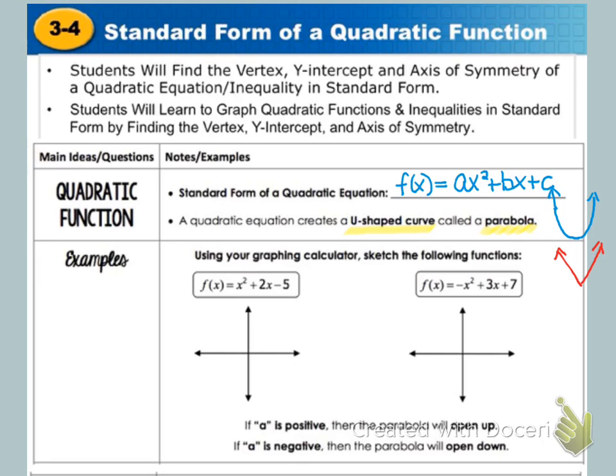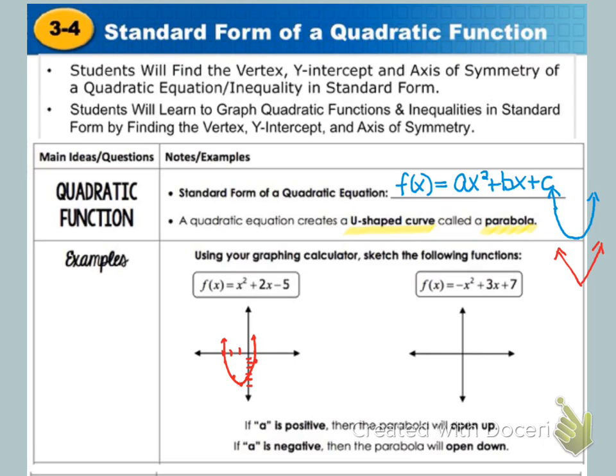So we could use our graphing calculator to see what some graphs of these quadratics look like. I entered this first function, f of x is equal to x squared plus 2x minus 5, which is in that standard form. It's just that the a is 1, but that's still standard form. I put that in my calculator and got a few points from the table. It did say sketch, but I just like to get a more accurate graph, and this is what it looked like.